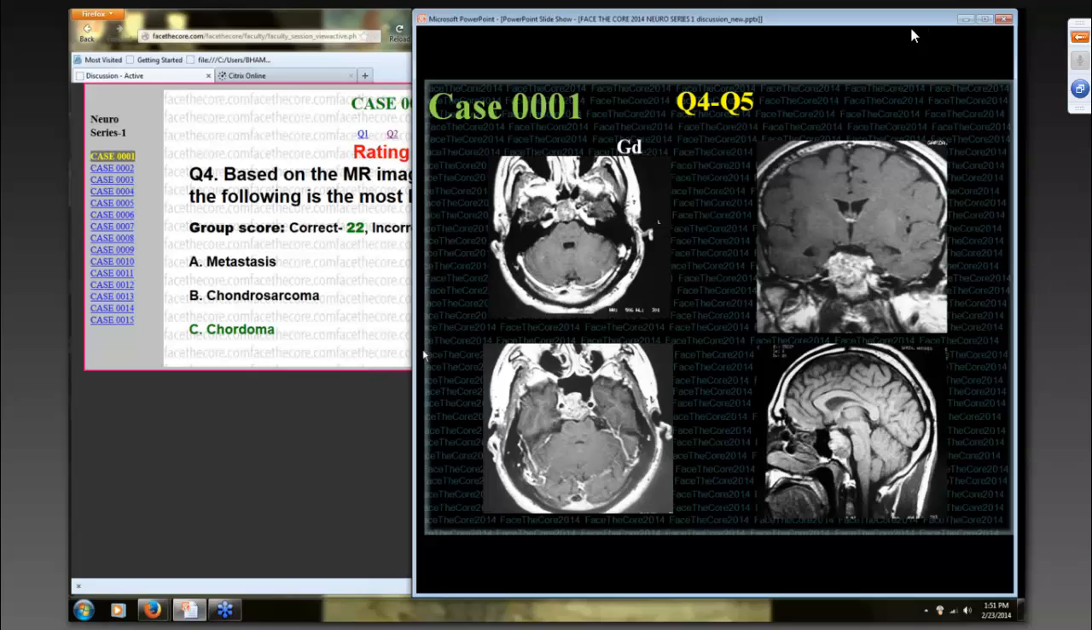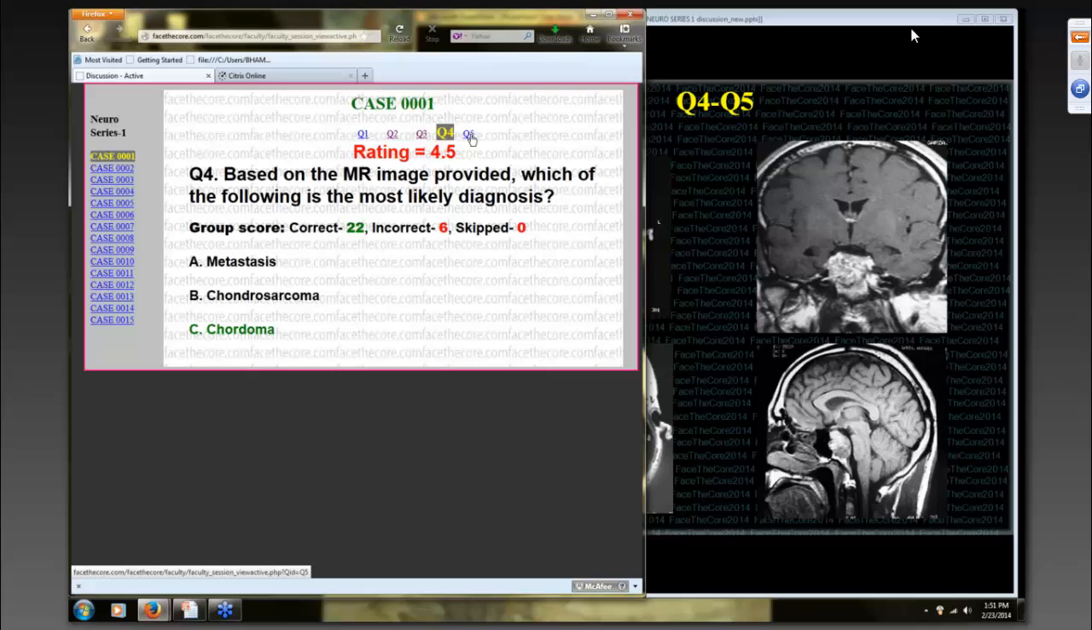Of course, it cannot be differentiated very well from a metastasis, which can look exactly the same. But a typical location of that clival involvement usually points towards a diagnosis of chordoma. But as I said, metastasis can always produce a very similar type of involvement.